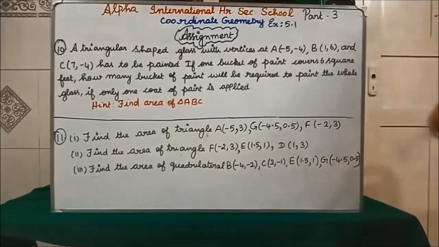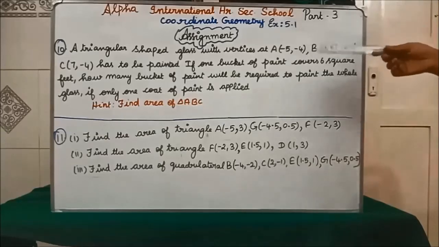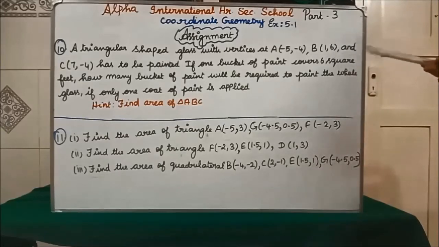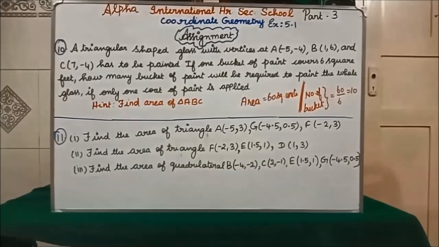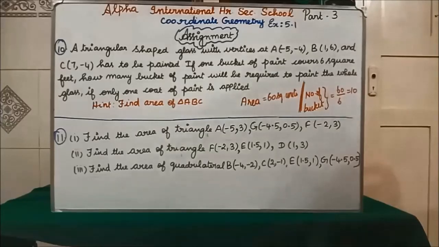Now first, the 10th question. If you see, a triangular shaped glass with given vertices has to be painted. Okay, a triangular shaped glass we are going to paint. If one bucket of paint covers 6 square feet, how many buckets of paint will be required to paint the whole glass, if only one coat of paint is applied? Now see here what they were saying. We have to find the area of the triangle ABC with these given vertices. After finding, you will get the area equal to 60 square units. They were asking how many buckets we need to paint that triangle shaped glass.